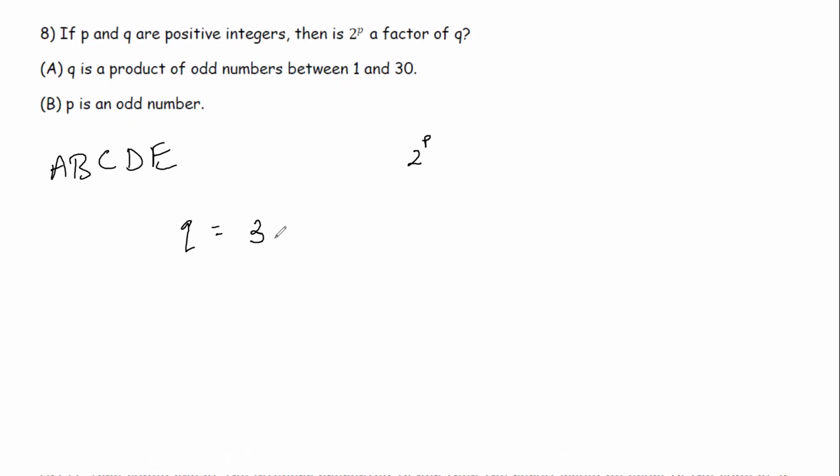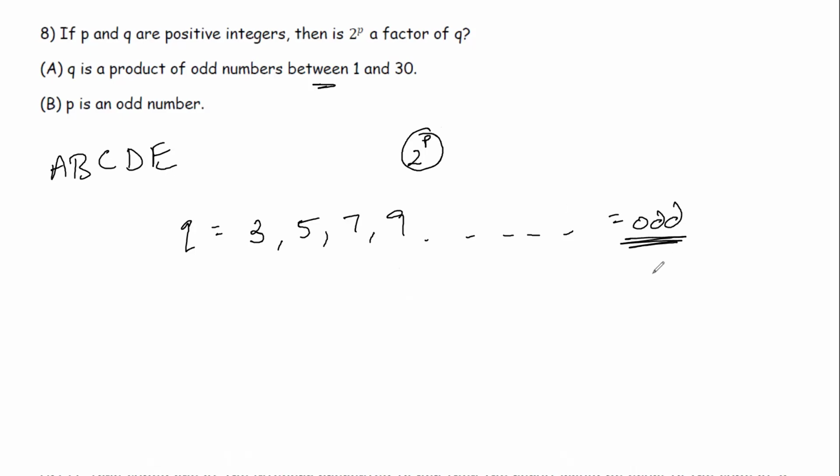So Q is equal to the product of odd numbers between 1 and 30. So it will be 3. Not 1 because it says between. We can't include 1 and 30. So 3 and 5 and 7 and 9 and so on. Is 2 to the power P a factor of Q? The product of odd numbers is going to be an odd number. Q is the product of odd numbers. Odd numbers when multiplied will give you an odd number. So we know this is an odd number.